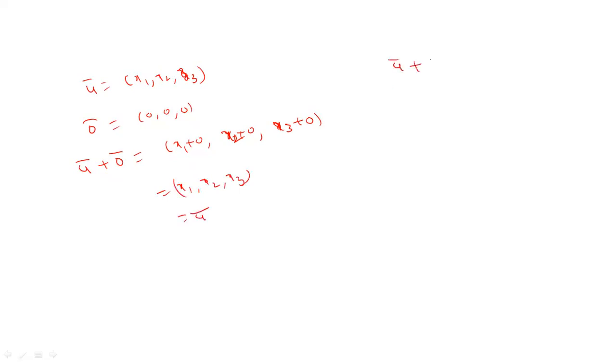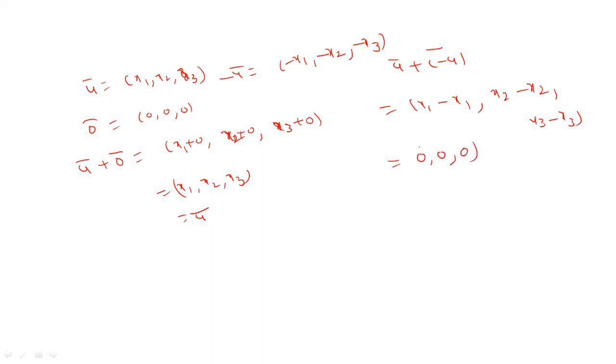Next, u bar plus minus u bar. That is (x1, x2, x3), and minus u bar is nothing but (minus x1, minus x2, minus x3). So u bar plus minus u bar is (x1 minus x1, x2 minus x2, x3 minus x3). That is (0, 0, 0). That is nothing but 0 bar. So u bar plus minus u bar is equal to 0 bar. Inverse property is satisfied.